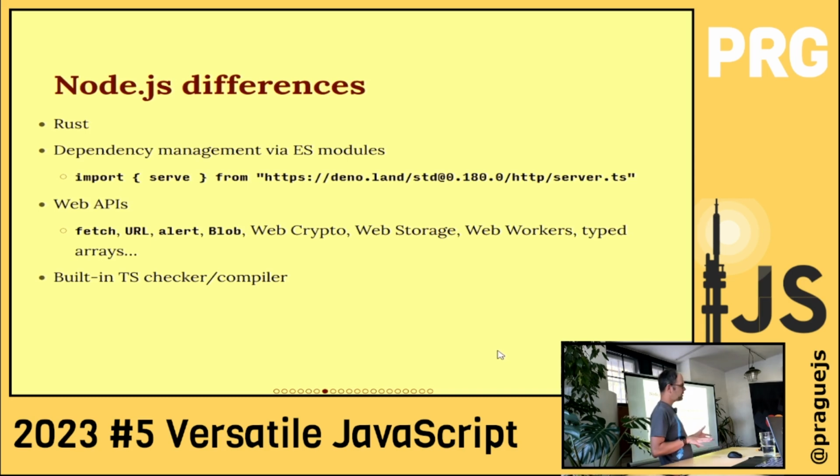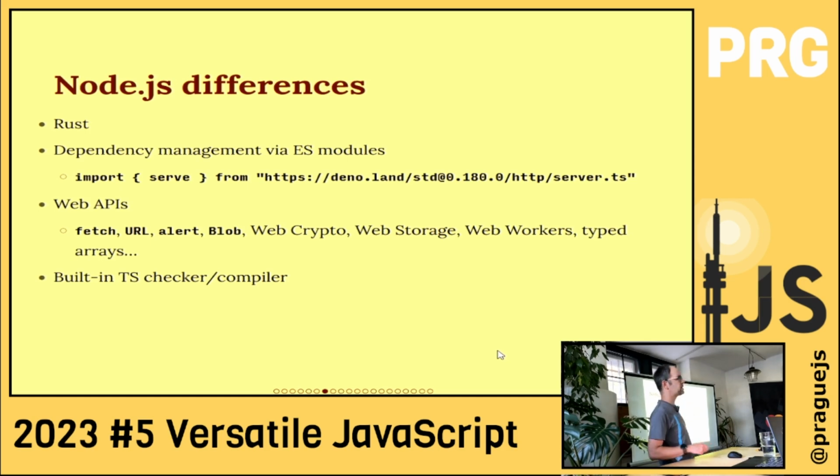Node.js is written in C++, while Deno is implemented in Rust. The dependency management is completely different because, as I already said, there is no package.json, so instead you specify your dependencies using ES6 module import and export expressions. We will have a look at the source code in a moment. Leveraging web APIs where applicable.